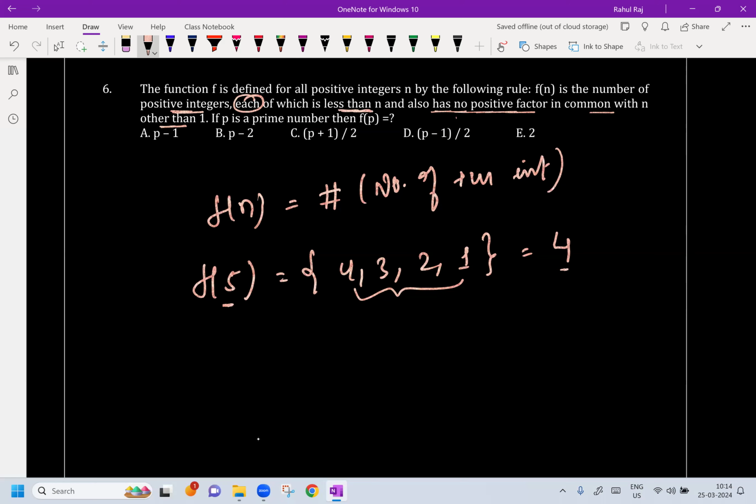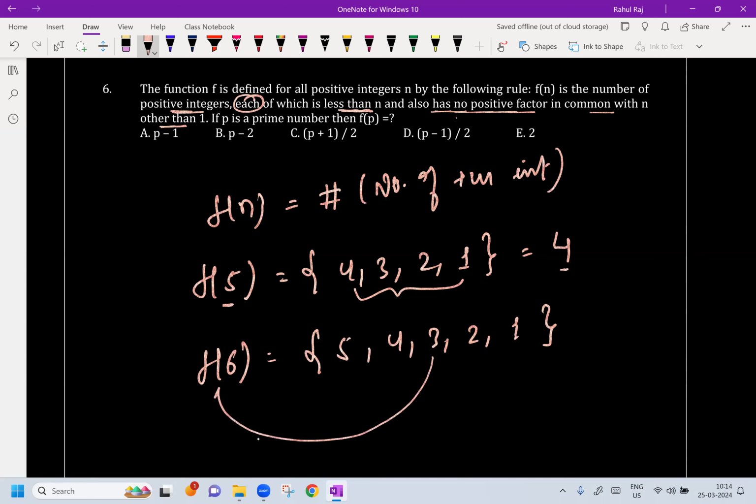Let's take another number and give an example. Imagine, let's say f6. F6 is all the numbers less than 6, that is 5, 4, 3, 2, 1. But technically, Alexa, see here, 3 is a factor of 6, right? And 2 is also a factor of 6. But what is our question? What is the instruction they are giving? Each of which is less than n and also has no positive factor in common with n other than 1. So here I've got factors 3 and 2, which are technically factors of 6. So I'm not supposed to take 6 at all.